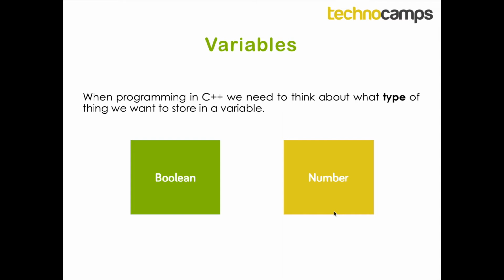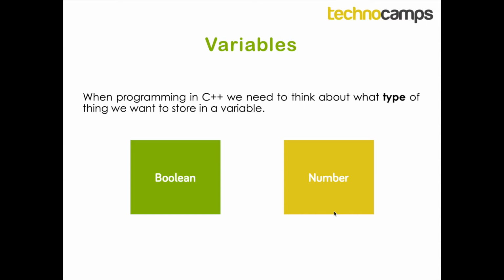So when we're programming in C++, we need to think about what type of thing we want to store in a variable. Hopefully you can remember what a variable is from other programming languages you've used. You may have used Python, you may have done some Visual Basic, you may have used variables in Scratch, right? And these are essentially a name that we can store something in. So we create a variable that has a certain name, and then we can store different things in that variable.